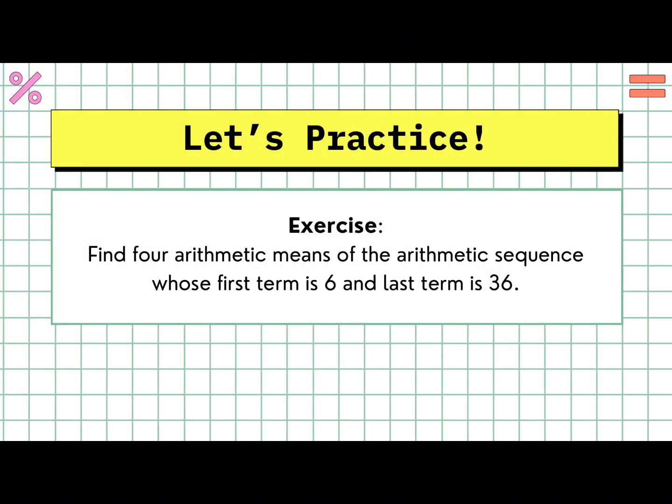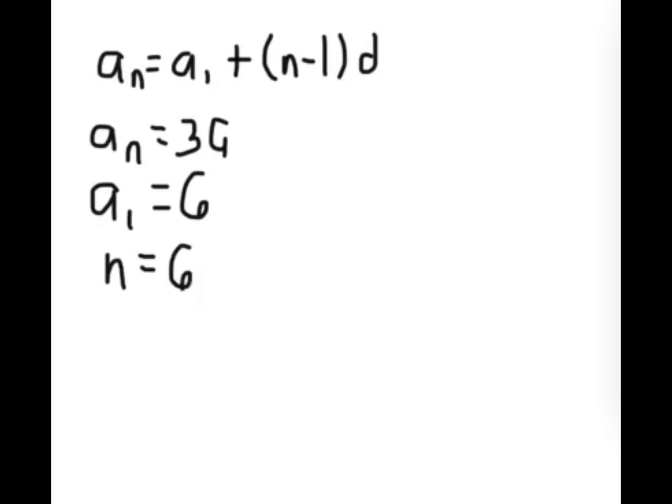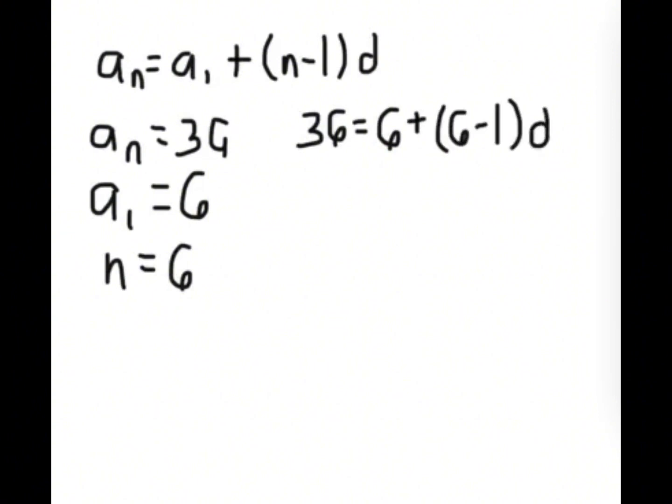Now, let's try to find the four arithmetic means of the arithmetic sequence whose first term is 6 and last term is 36. To find the four means of the given sequence, we use the formula a sub n is equal to a sub 1 plus n minus 1 multiplied by d, because we are looking for the common difference of this sequence. Now, we have to substitute the values. A sub n is equal to 36, a sub 1 is equal to 6, and n is equal to 6. Then, 36 is equal to 6 plus 6 minus 1 multiplied by d.